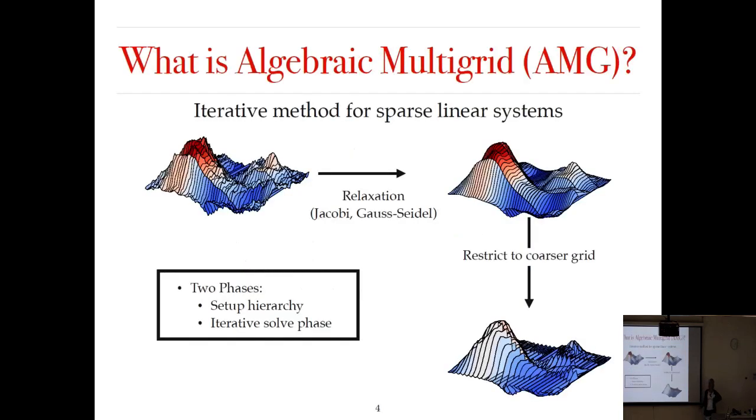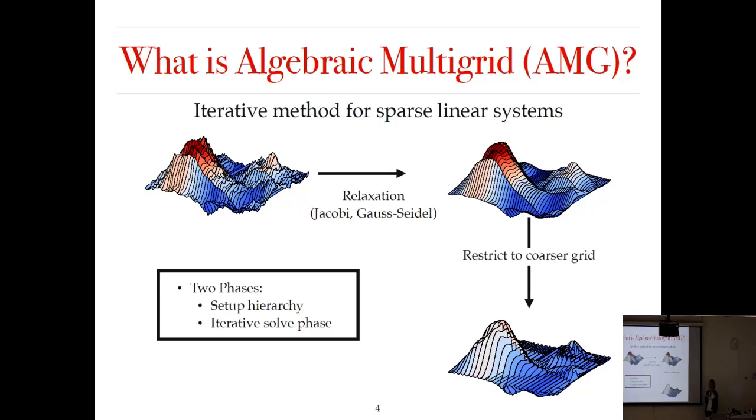So what is algebraic multigrid? It's an iterative method for sparse linear systems. So as with all iterative methods, you have a problem, Ax equals b, and you start with an initial guess to x. If you look at the error in your initial solution with that initial guess, it's going to be very all over the place, like the graph on the left there. That figure is very high frequency. Relaxation methods are really good at getting rid of this high frequency error. So a few iterations of either Jacobi, Gauss-Seidel, or SOR will give you the smooth error that you have on the right.